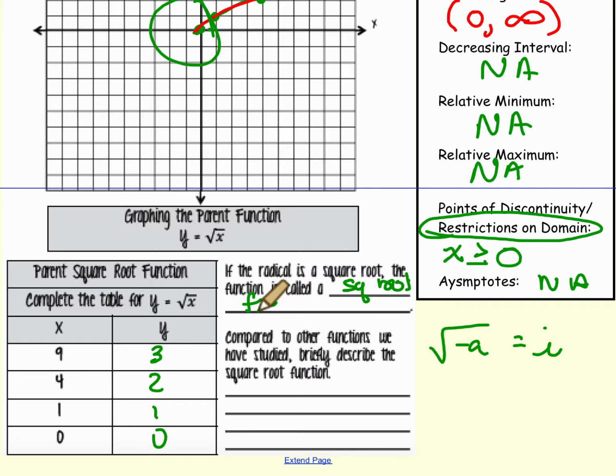Okay, compared to other functions that we've talked about, basically what it is, it looks like half of a parabola. And it's opening which way, though? It's not happy, it's not sad, it's open to the right.